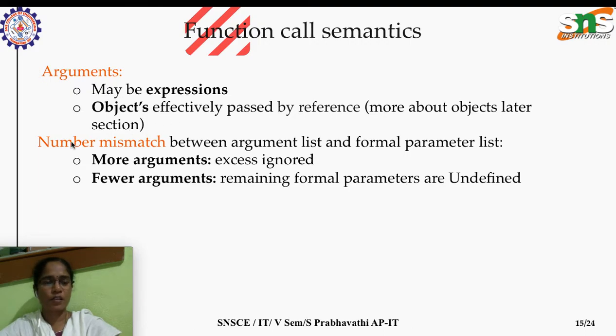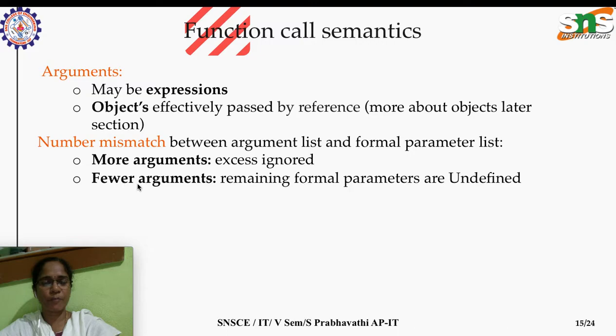Dealing with the number mismatch, what it says is, if there is a mismatch between the argument list and the formal parameter list. The formal parameter list is in the function definition, where we will be passing the arguments. Argument list means while calling the function you will be passing some arguments. What happens if the formal parameter takes 3 arguments, and you pass only 2 arguments? In Java programming language, the compiler will throw an error, is it not? But here in JavaScript it won't throw any error.